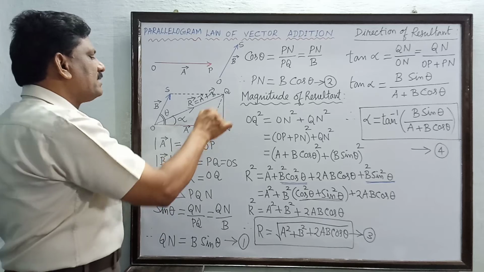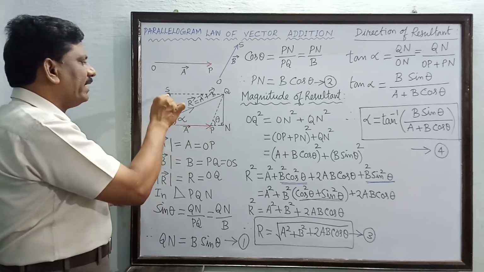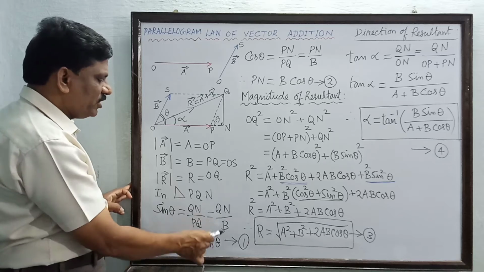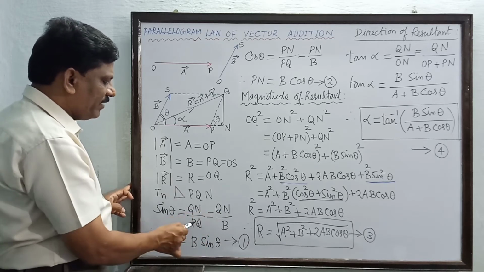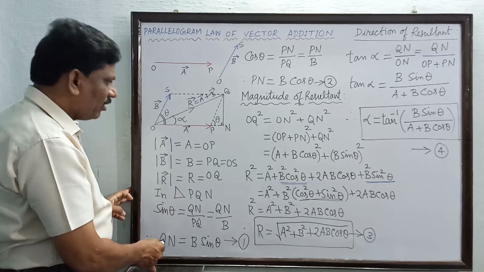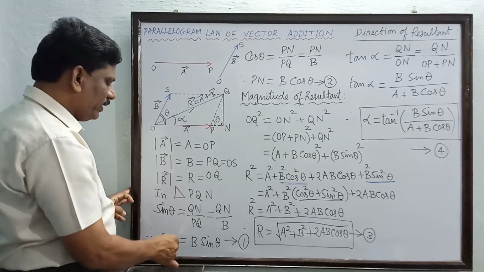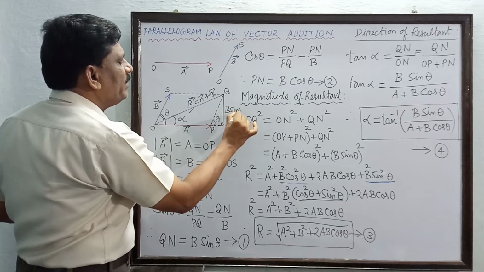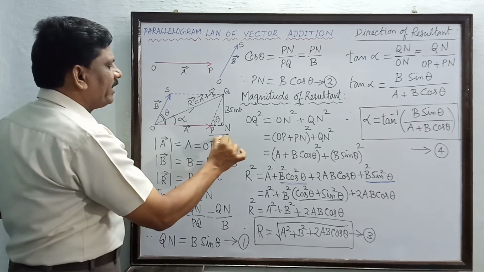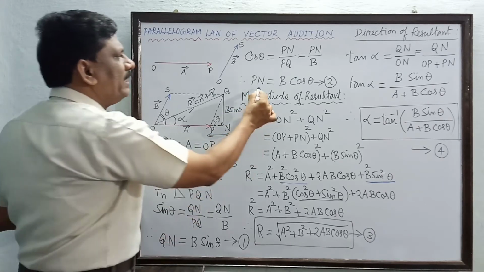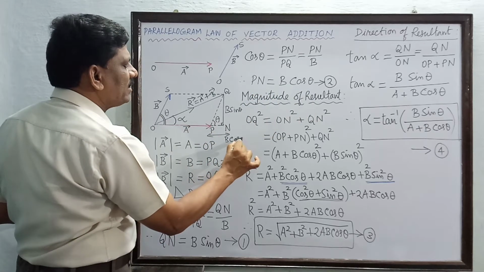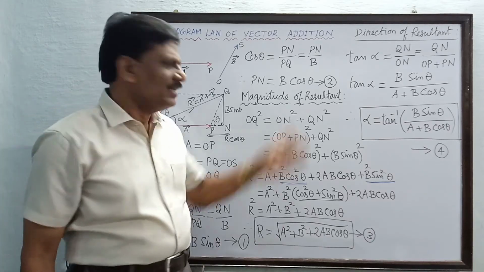But this side PQ is also equal to the length OS, that is equal to what? B. So I have substituted for QN divided by B, and I got QN is equal to B sine theta. So this side is equal to B sine theta. Similarly, I can show that this PN is equal to B cos theta.